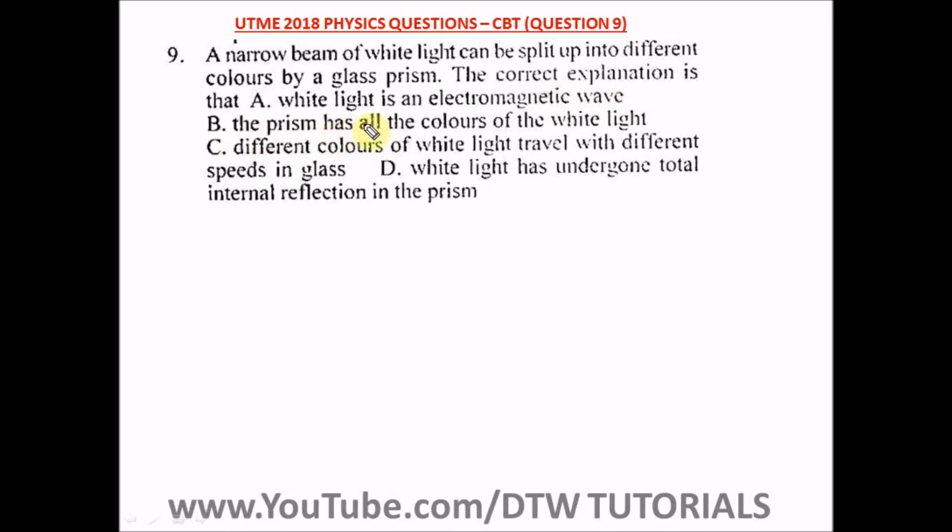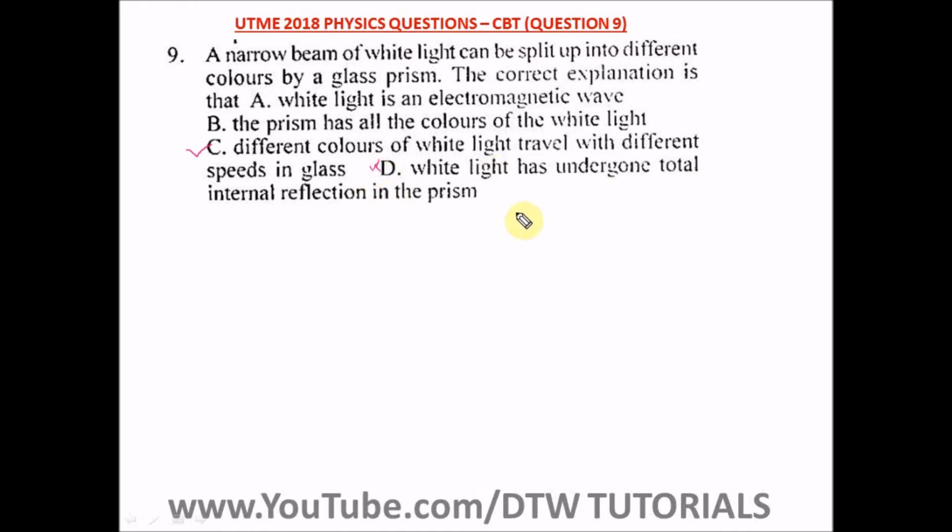B says the prism has all the colors of white light. No, okay, and this is also no. C says different colors of white light travel with different speed in glass. Okay, so this is correct. D says white light has undergone total internal reflection in the prism. Okay, no, this is wrong.